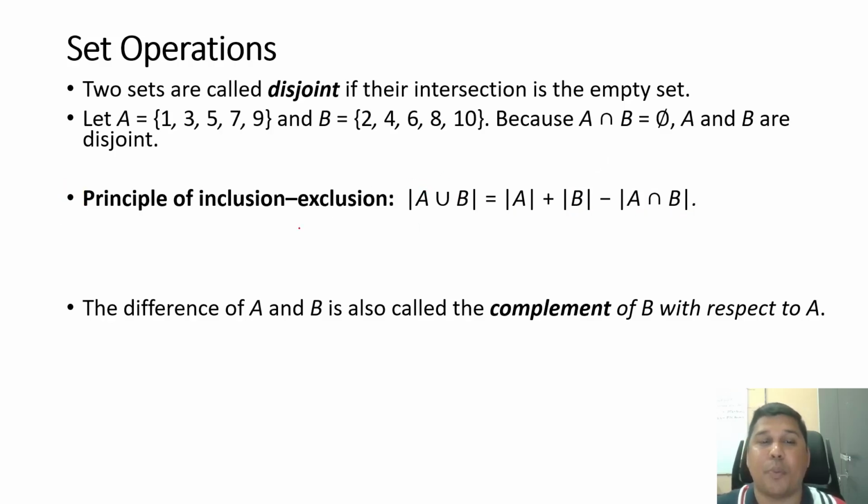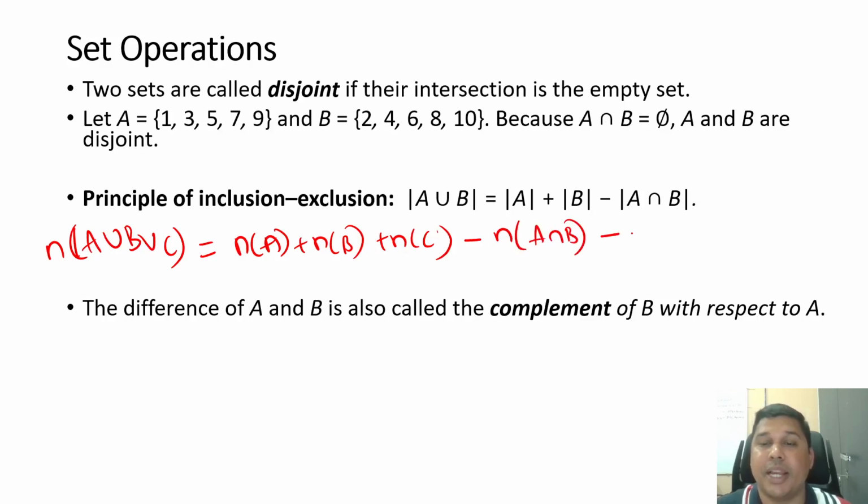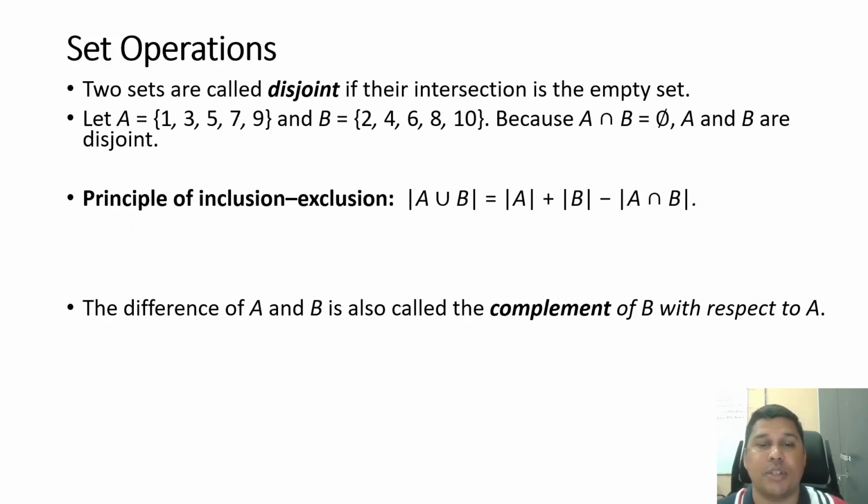Similarly, we have the same property for three sets. If I ask n(A union B union C), it is equal to n(A) plus n(B) plus n(C) minus n(A intersection B) minus n(A intersection C) minus n(B intersection C) plus n(A intersection B intersection C). This is the property for three sets. There are a lot of problems in different competitive exams based on the principle of inclusion and exclusion. We will also see a few problems.